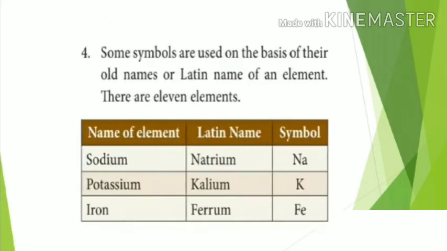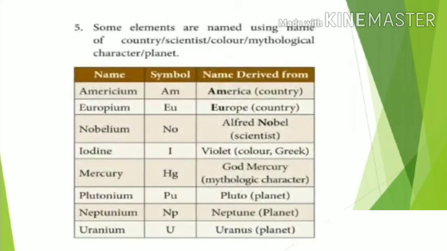Let's see the next one. Some symbols are used on the basis of their old names or Latin names of an element. There are 11 elements. See the table. The first one is sodium. For sodium, the first letter is not used. Instead, the Latin name of sodium is natrium. From that, Na is taken. So the symbol of sodium is Na. So here it is based on the Latin name.